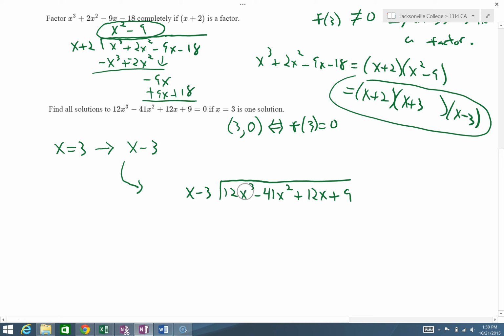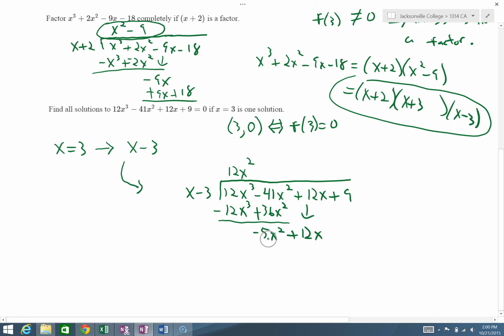So x will go into 12x cubed, 12x squared times. Simply this term divided by that one is that one. Now multiply. This times this gives 12x cubed. 12x squared times minus 3 is a minus 36x squared. Change the signs and add. This is a minus 5x squared. Bringing this down is a plus 12x.